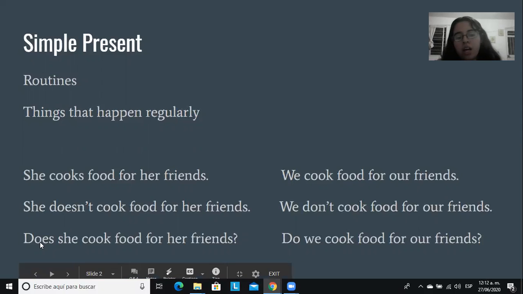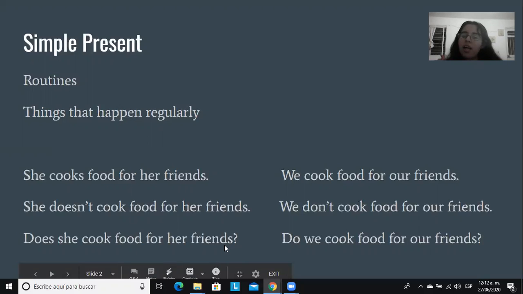The third one says, does she cook food for her friends? That's a question. In the question, we first put the auxiliary and then the person or the subject, then the verb with no S, even if it's he, she, or it, because the S is already in the auxiliary, and just the complement, right? Does she cook food for her friends?